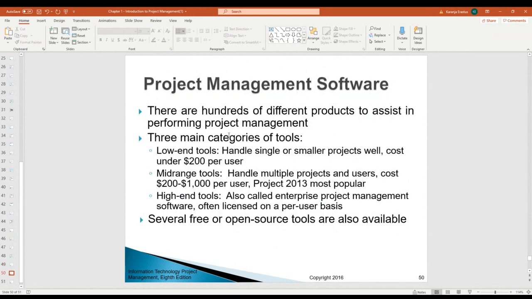Okay, there are a lot of software packages that you can use there, and we said if you know how to use Microsoft Project, you'll be fine with any other software out there. So I think I'm going to stop there for this chapter. Any questions?